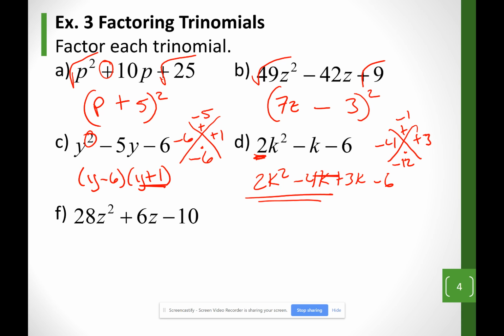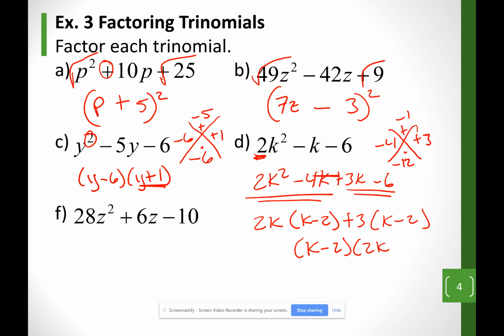Let me take a look at the first two terms. I can factor a 2k out, and I'm going to have k minus 2. Looking at the last two terms, I can factor a +3 out, and I'm going to have k minus 2. Now, to finish this, my factors will be k minus 2 and 2k plus 3.